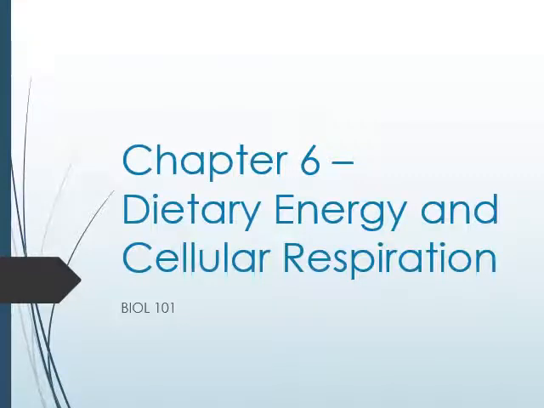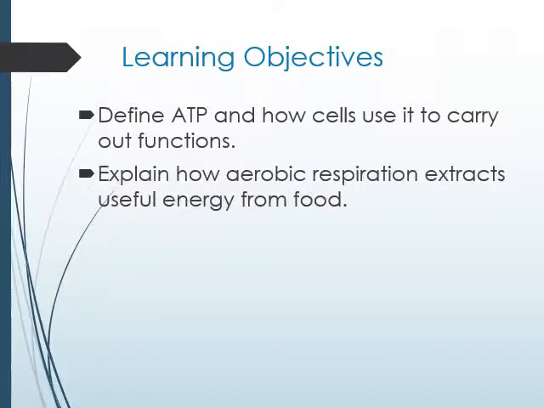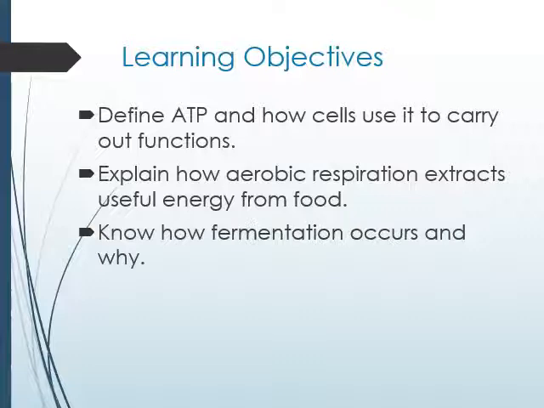Chapter 6, Dietary Energy and Cellular Respiration. By the end of this chapter, you should be able to define ATP and how cells use it to carry out functions, explain how aerobic respiration extracts useful energy from food, and know how fermentation occurs and why.